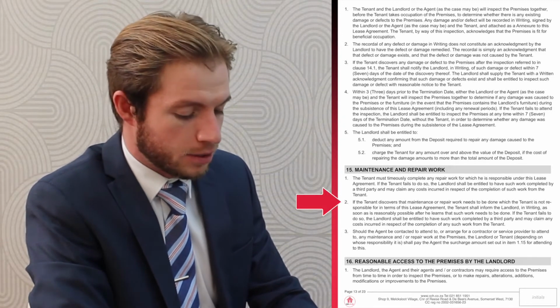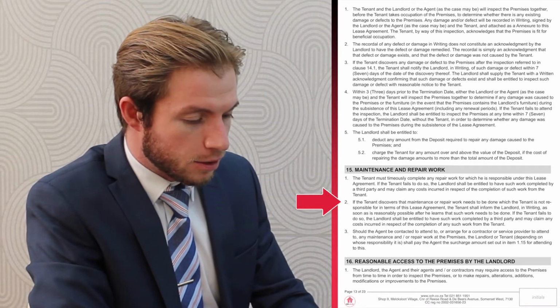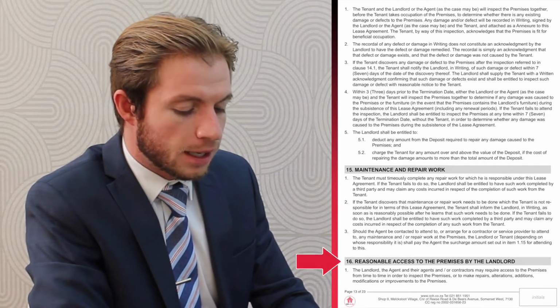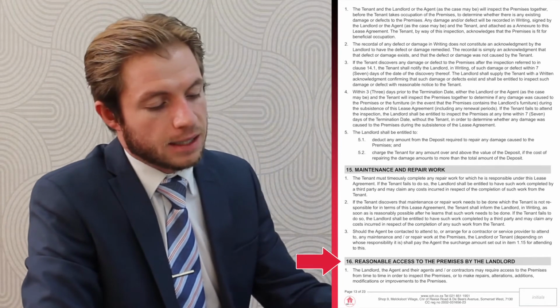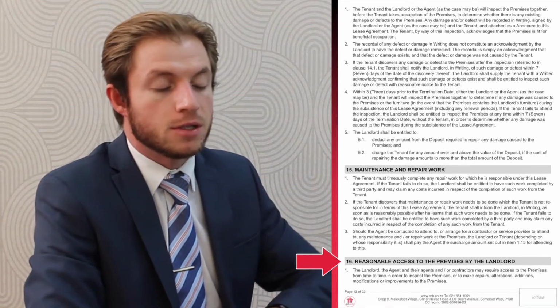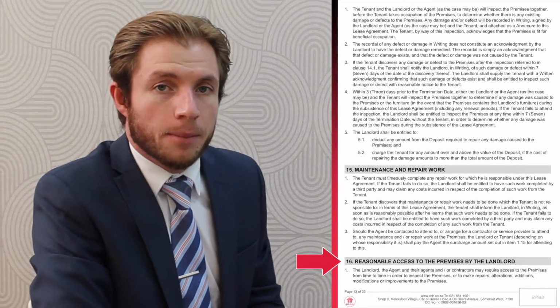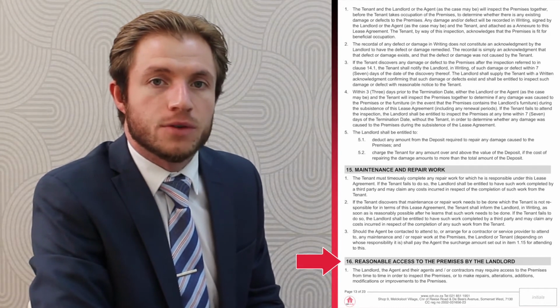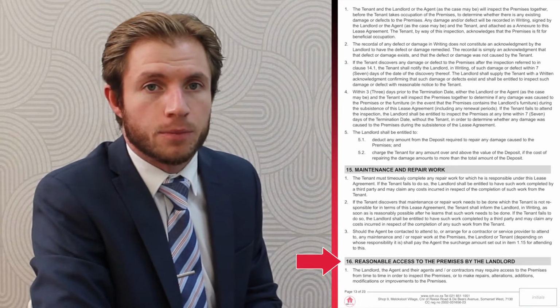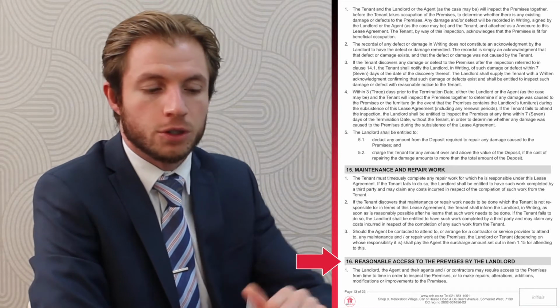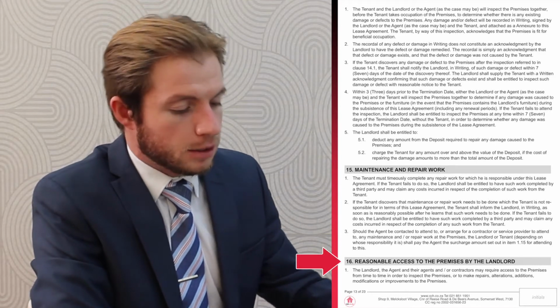That's for his account. Then let's go to clause 16, reasonable access to the premises by the landlord. Obviously, as a tenant, you have your right to privacy while staying at the property, but if a landlord gives you reasonable notice, he must be given access to that property, but that will only be for doing repair work. So just take note of that as well.